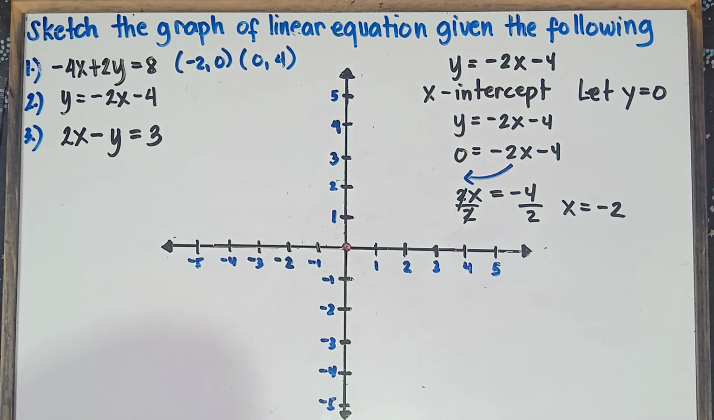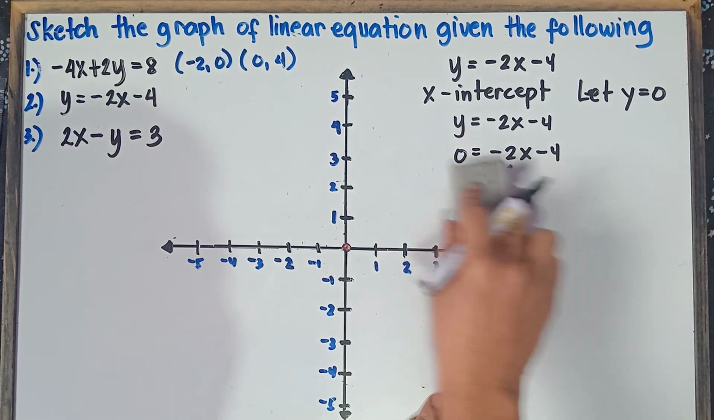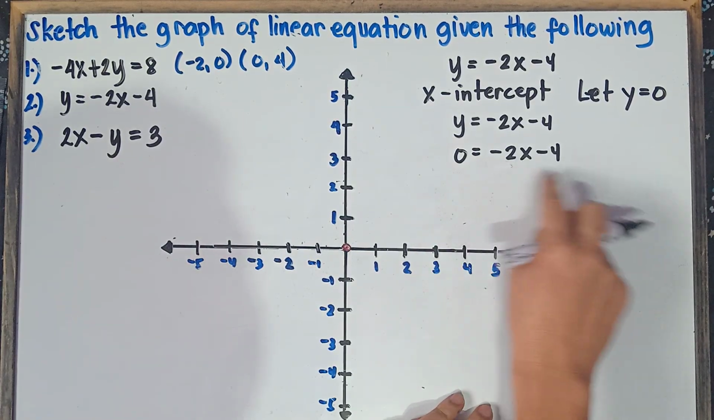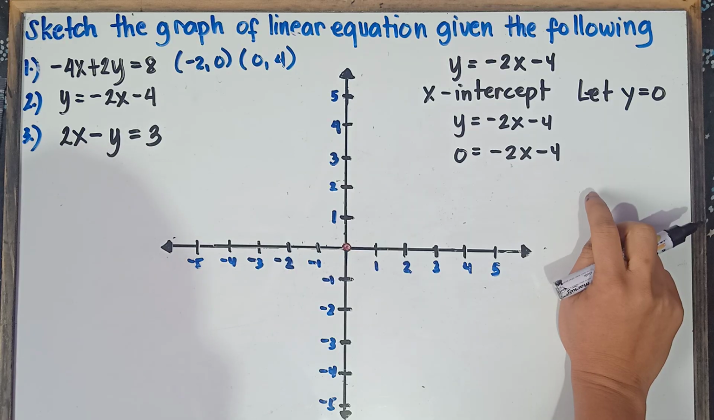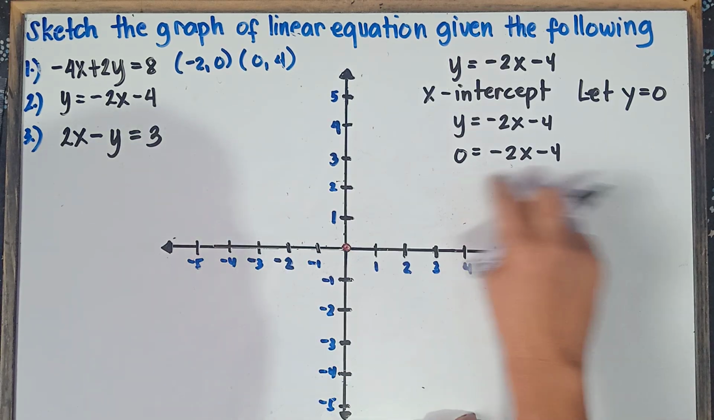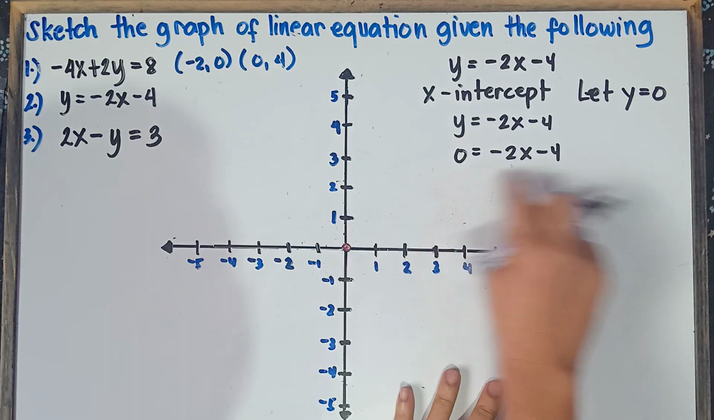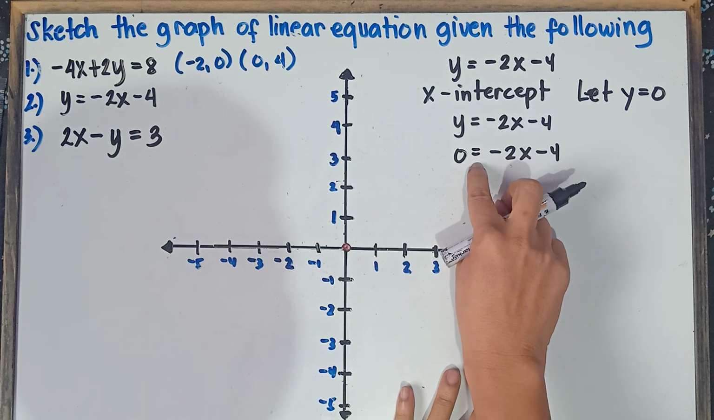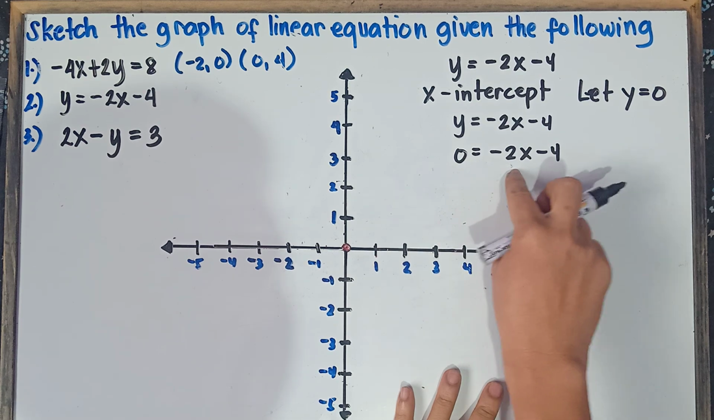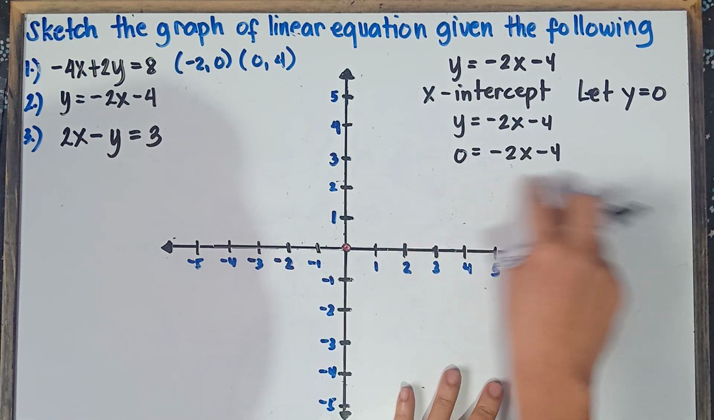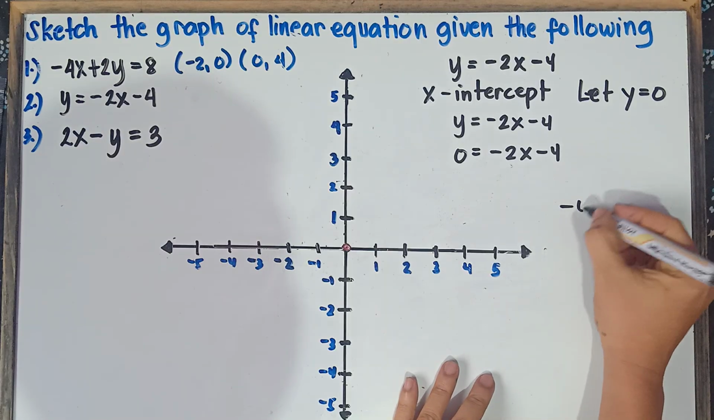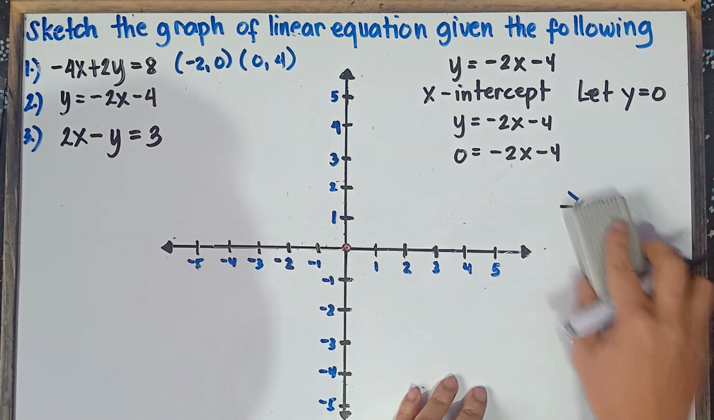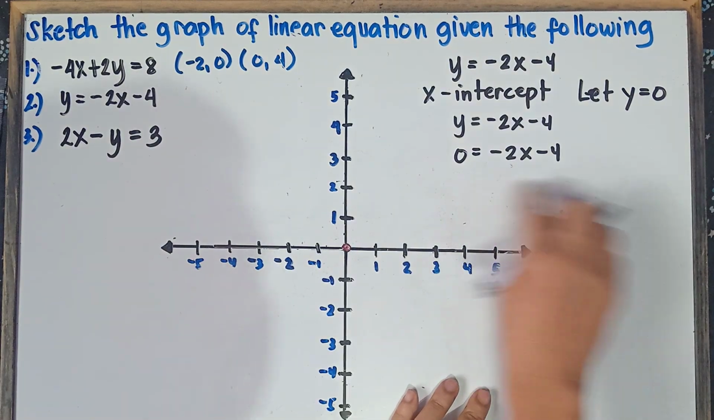Now, if you're confused with this one, class, we can apply the properties of equality. What do we need to do so that we can get the value of x? We can add 4 to both sides, so that the remaining expression on the right side of the equal sign will be only negative 2x. Because negative 4 plus 4 is equal to 0, we can cancel this out.